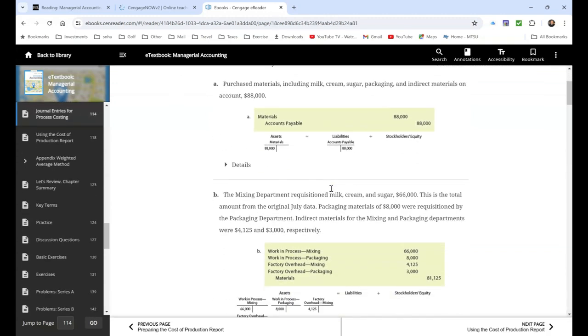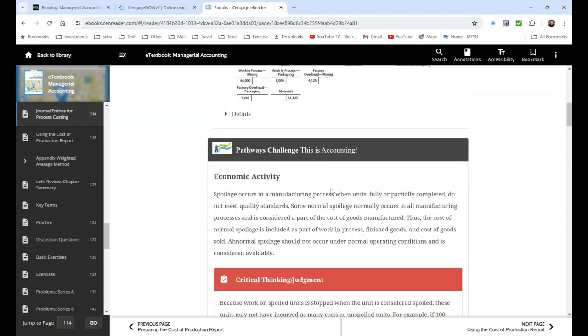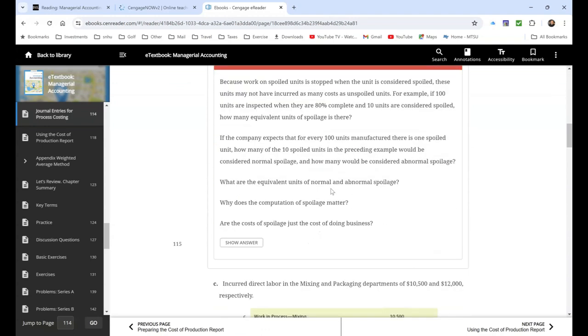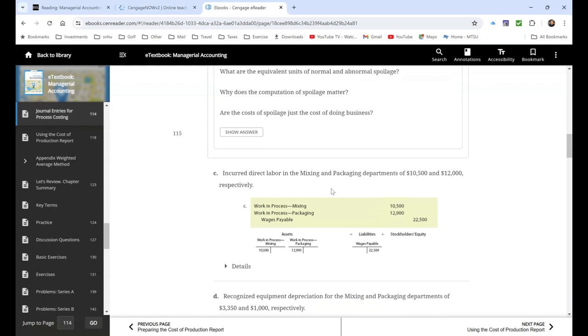And of course, here's all your journal entries that we just talked about. All right, so this should get you started. Again, I would read the material yourself, but this should give you a pretty good overview.